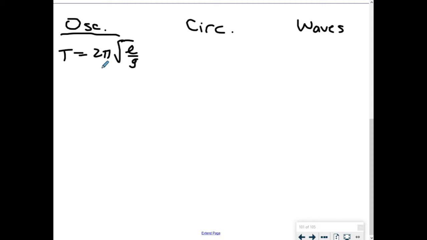Be specific, though. What is the object that has to oscillate back and forth in that formula? Can it be any object? What object is going back and forth in this particular formula here? A pendulum. There you go. You got it. Pendulum.